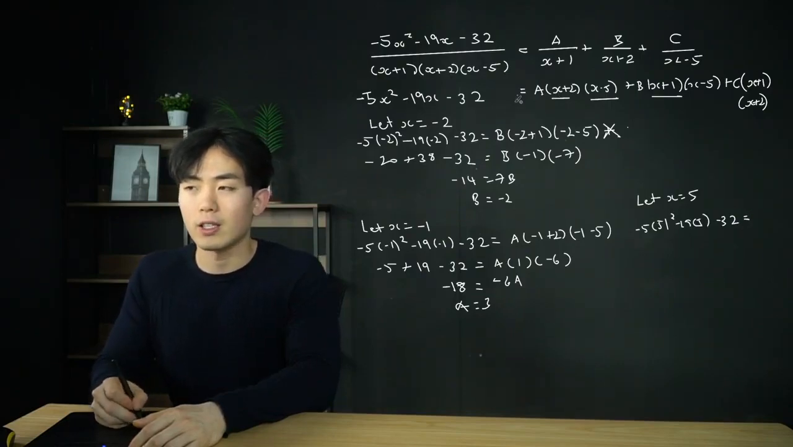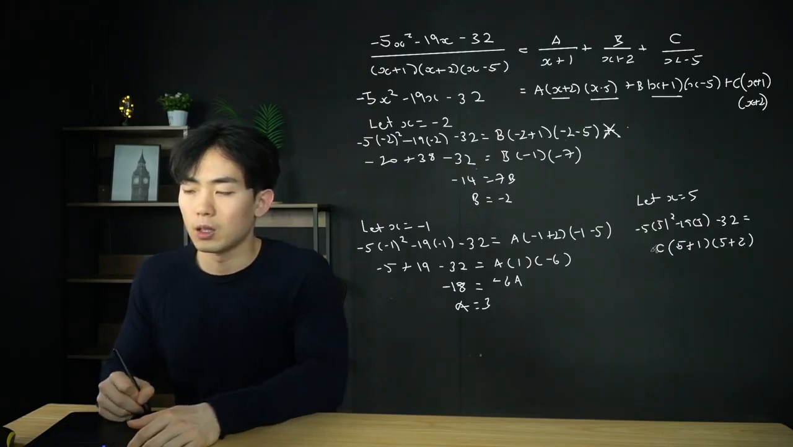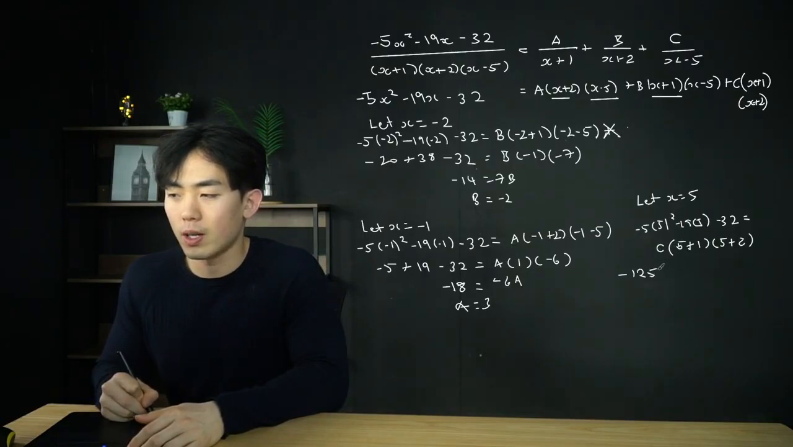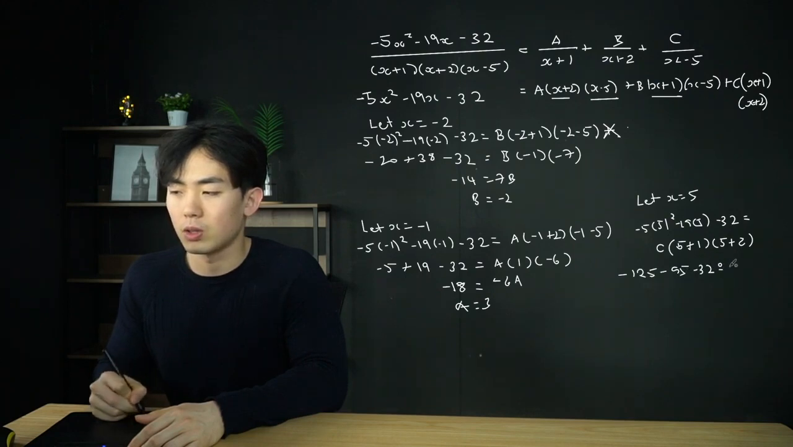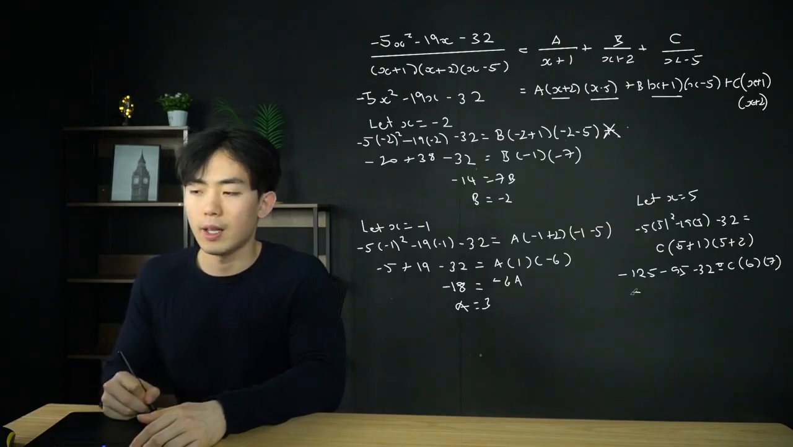You should notice a term will disappear because we have a 5 here, so will this b term, so we'll just be left with the c term. So it's going to be equal to c times 5 plus 1 times 5 plus 2. So we have minus 125 minus 95 minus 32, and that's equal to c times 6 times 7. And if you work this out, c will come out to be negative 6.